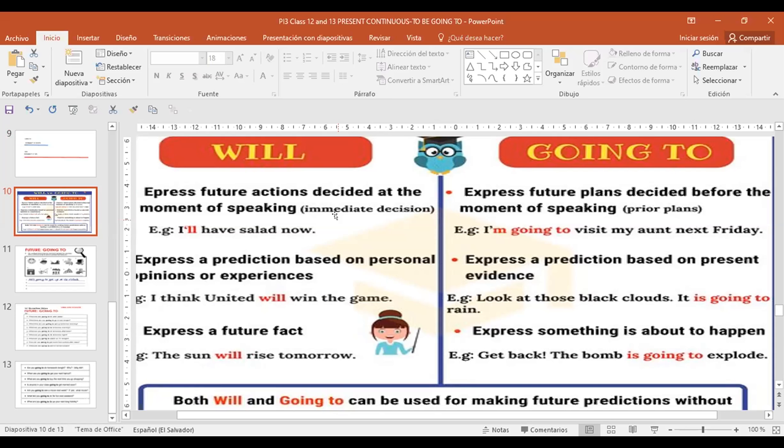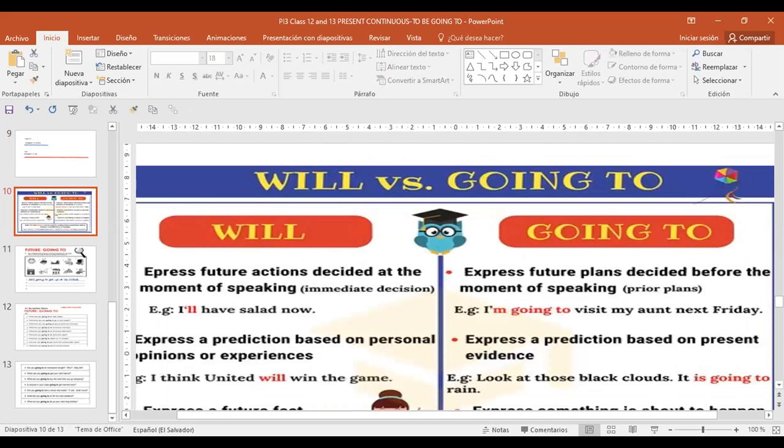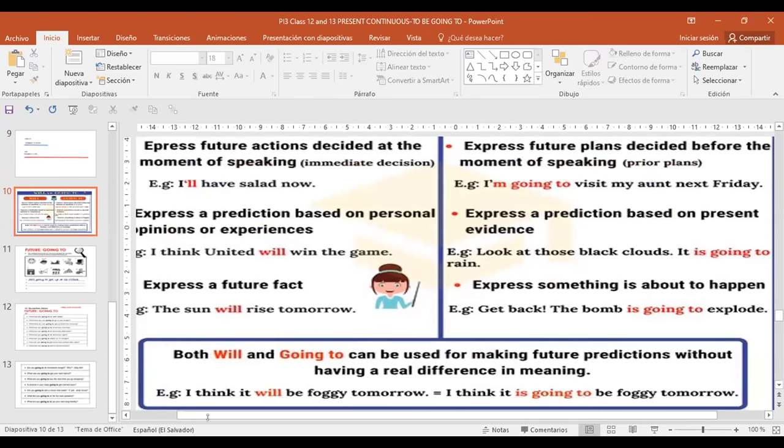Por ejemplo, si yo dijera voy a ir a clases mañana, puede usarlo. Pero es más certero I'm gonna go to class tomorrow. Y ya el will para tiempo más prolongado, como usted dice, lo puede usar y le entienden, porque aquí abajo dice both, o sea, básicamente no cambian mucho en eso. Both will and going to can be used for making future predictions without having a real difference in meaning. I think it will be foggy tomorrow. I think it's going to be foggy tomorrow. But this is a prediction, right?